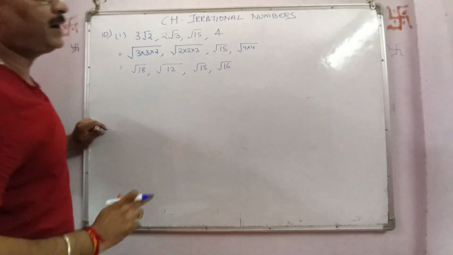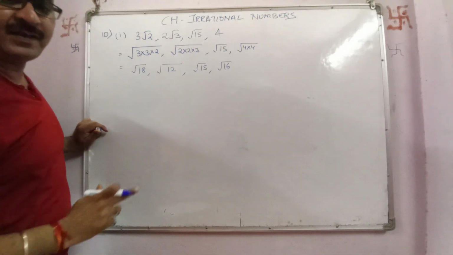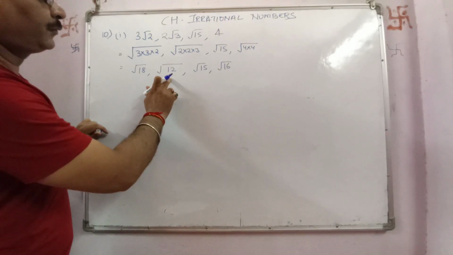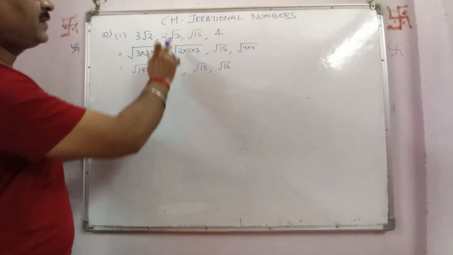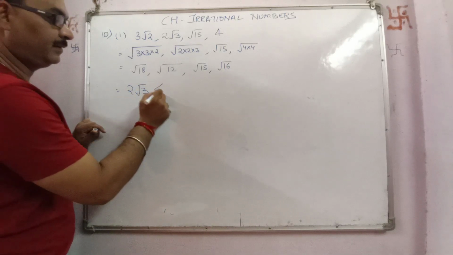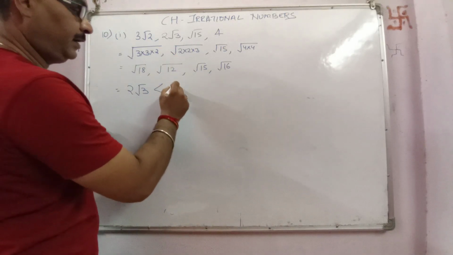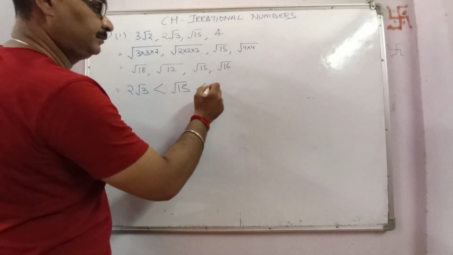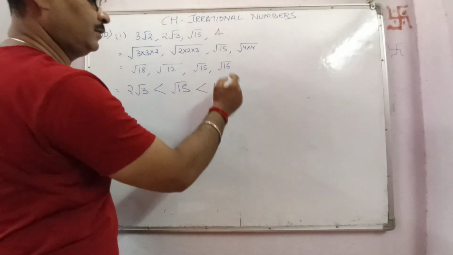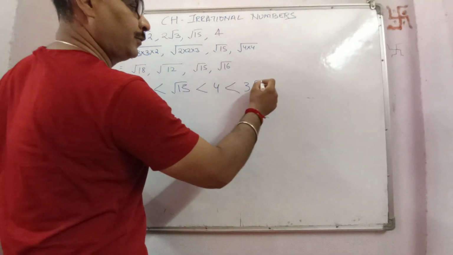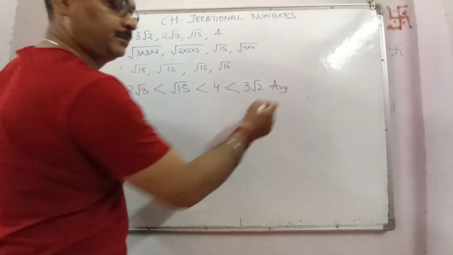Now we have converted all these 4 numbers in the same platform. And since we need to write these numbers in ascending order, it is very clearly evident from here that root 12 is the smallest one. Root 12 represents 2 root 3. So 2 root 3 is the smallest one. Then root 15, then root 16, that is 4, and finally root 18, which is 3 root 2. Answer.